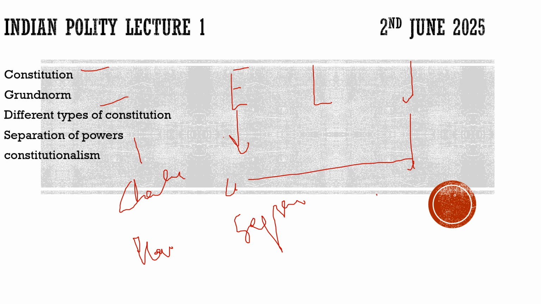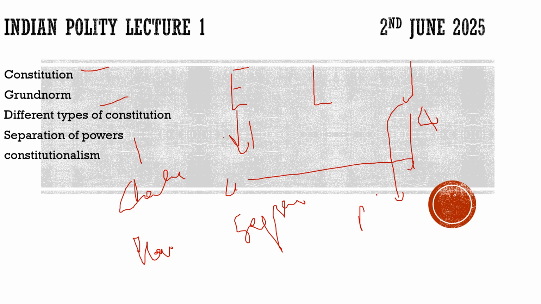And how are these checks and balances done? For example, if the executive frames any law, the judiciary will review it, and if it is unconstitutional, it will say this law is unconstitutional. How is the judiciary checked? The judiciary is checked in a different way. The appointment of judges is done by the president, and the removal is done by the parliament and the president. So definitely there are checks and balances.